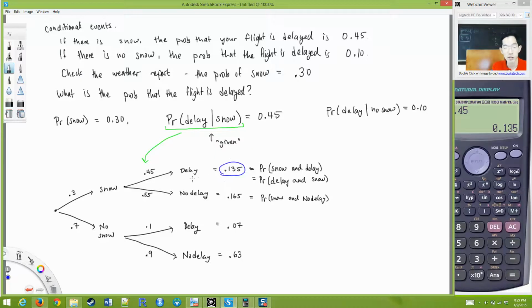So this is, there was snow and it got delayed. But then there's also a chance that it gets delayed even when there's no snow, right? So I would add these two numbers. So what is the probability that the flight gets delayed? This is equal to 0.135 plus 0.07, and I get the answer of 0.205.